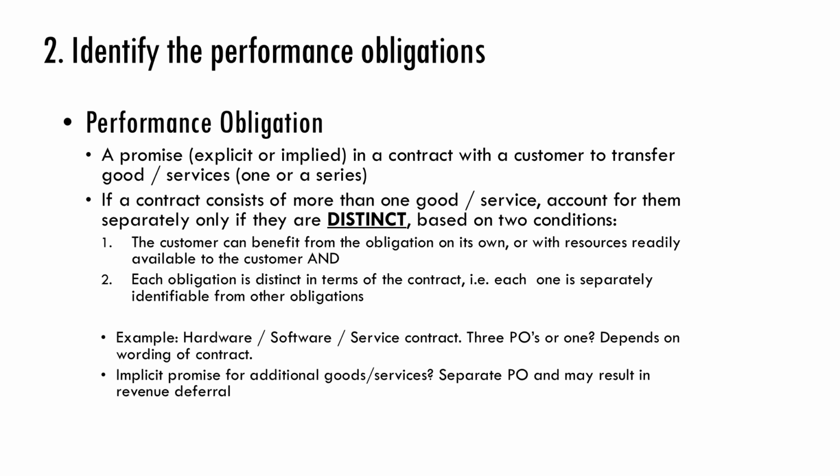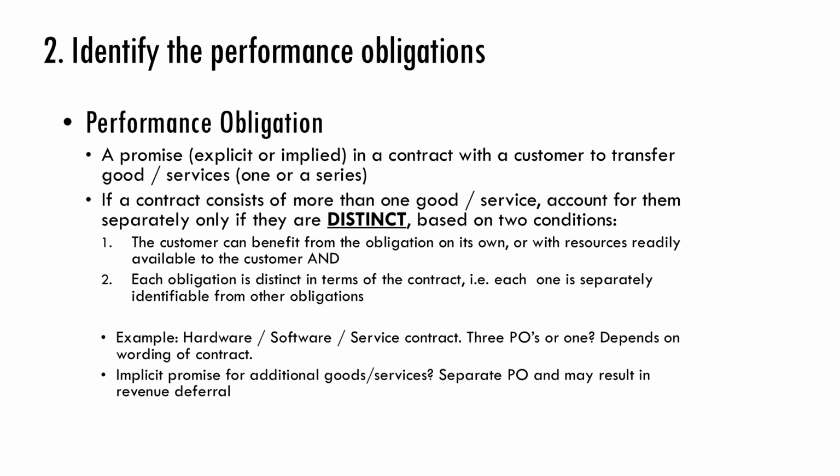If the contract consists of more than one good or service, then they're accounted for separately if they are distinct based on 2 conditions. And again, both of these must apply. The customer can benefit from that performance obligation on its own or with resources readily available to the customer.